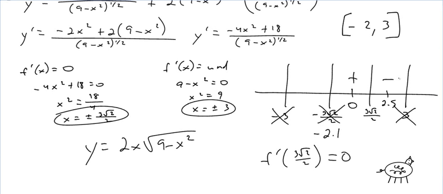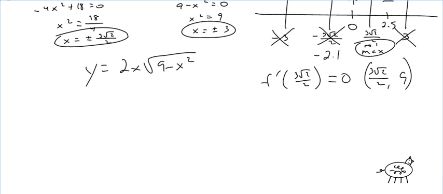Okay? So with all that information, that's all I really need. And you guys agree, take your hand. It's positive to a negative slope, so this is a relative max. Okay? And the coordinate of the relative max is 3 root 2 over 2 comma 9. It's a relative max. So let's talk about our absolute extrema now.